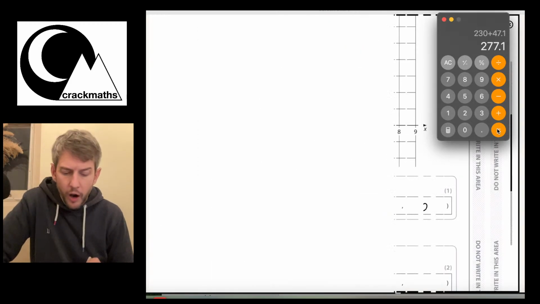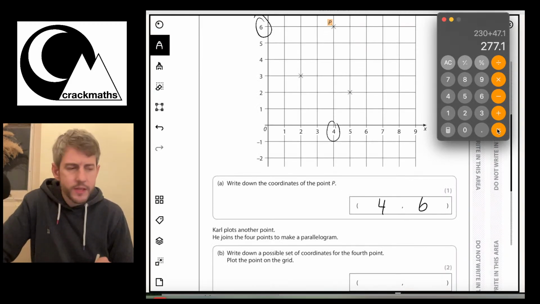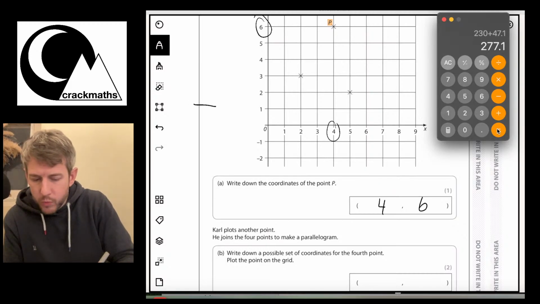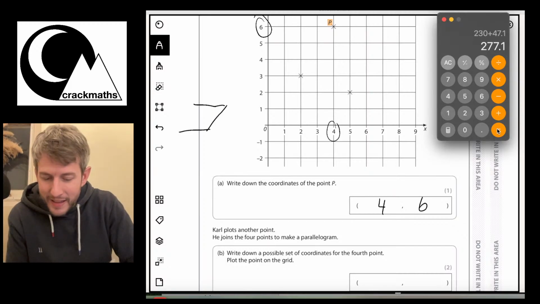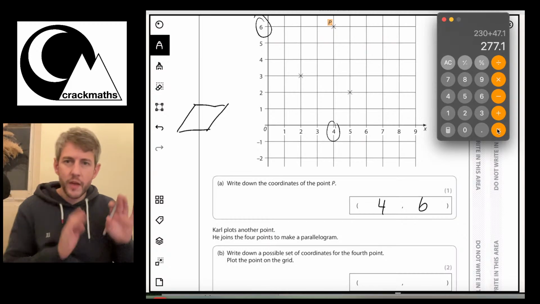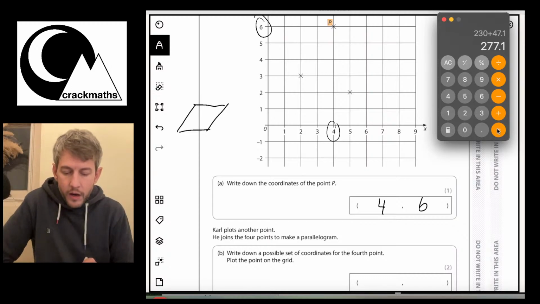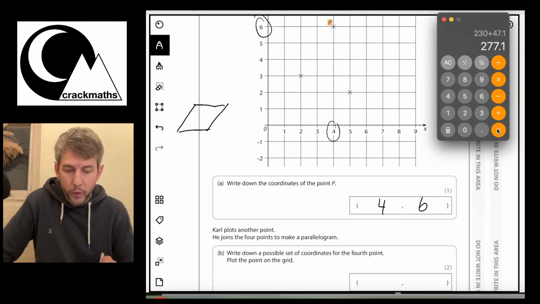Right, Carl plots another point. He joins the 4 points to make a parallelogram. Okay, so a parallelogram is one of those shapes that doesn't look like this. It looks like this. So it's like the pushed over rectangle. Okay, so here we go. That is what a parallelogram is. So Carl plots another point to make a parallelogram. Write down the possible set of coordinates for the 4th point on the grid.